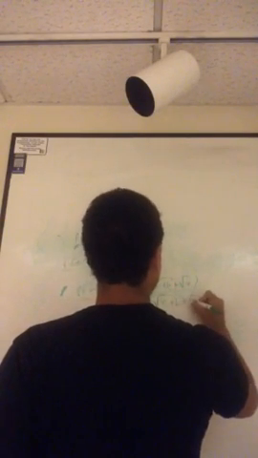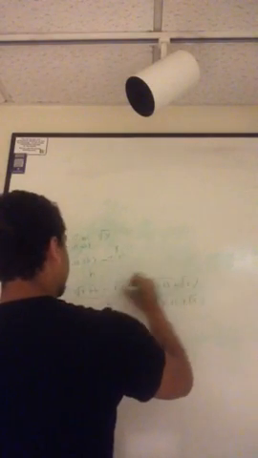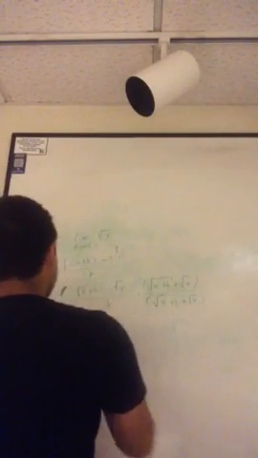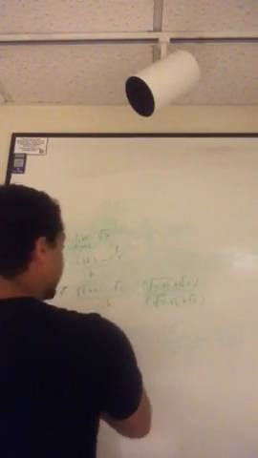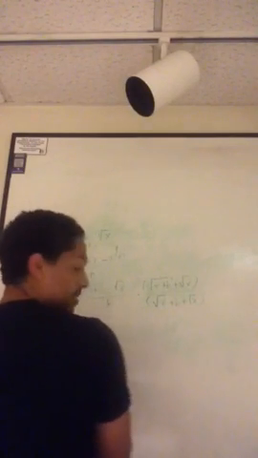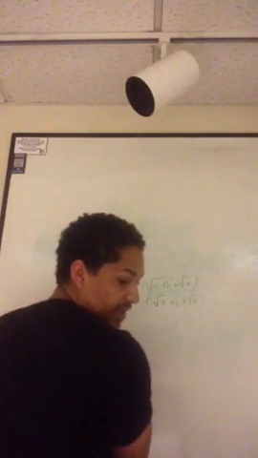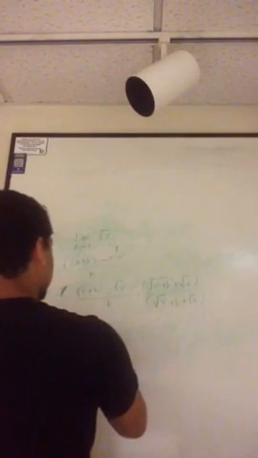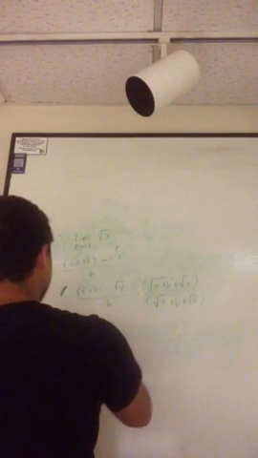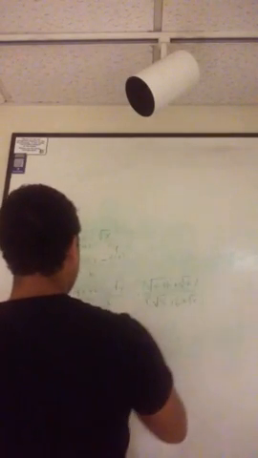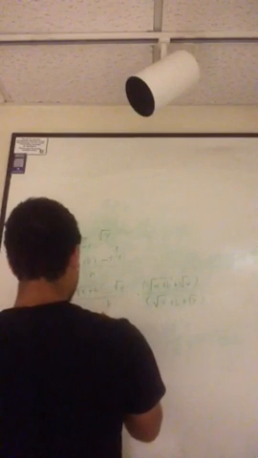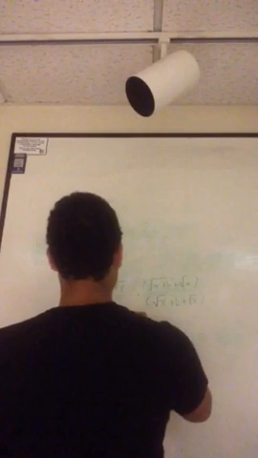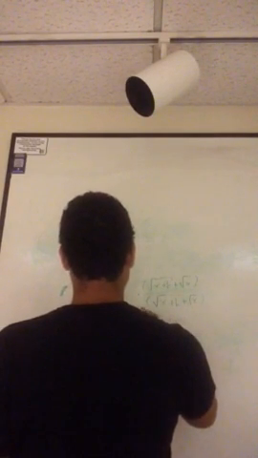The conjugate is nothing more than reversing the middle sign right here. So now we go ahead and multiply across. We multiply here to here, and we get x plus h. And if you multiply here to here, we get plus the square root of x multiplied by the square root of x plus h.